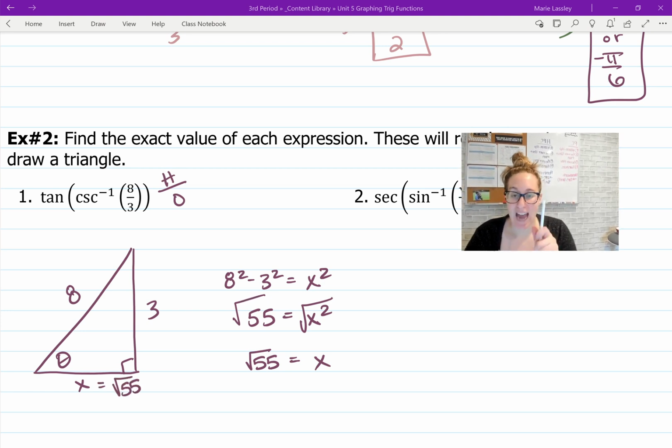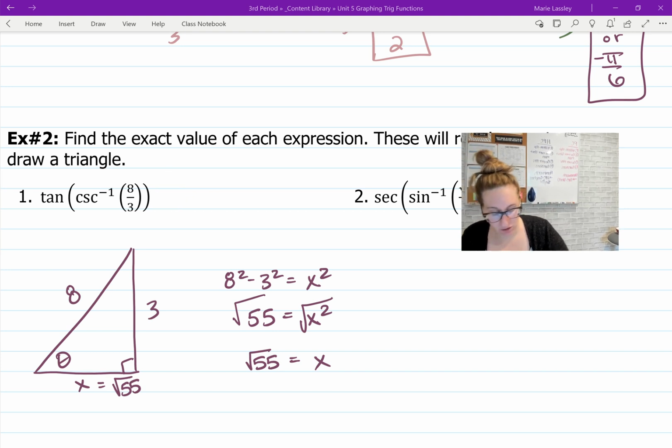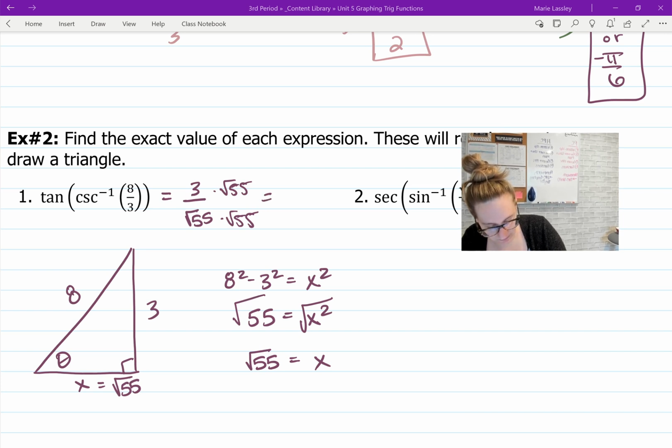Now I'm going to find the tangent of this triangle. That's the final thing I have to do. Tangent is opposite over adjacent, so this is 3 over square root of 55. Rationalizing my denominator, always, never leaving a square root on the bottom, I get 3 square root of 55 over 55.